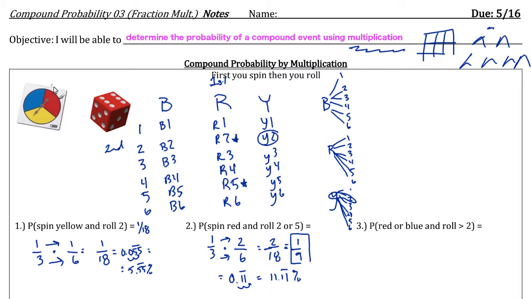Red or blue, that's 2 out of 3, and roll a number bigger than 2. So you can get a 3, 4, 5, or 6. That's 4 chances out of 6, so 4 possibilities out of 6 total. So 8 eighteenths. And you know how to simplify that. Oh, my bad. Divided by 2, we get 4. Divided by 2, we get 9. And that's a reduced fraction. And you know how to do the rest.